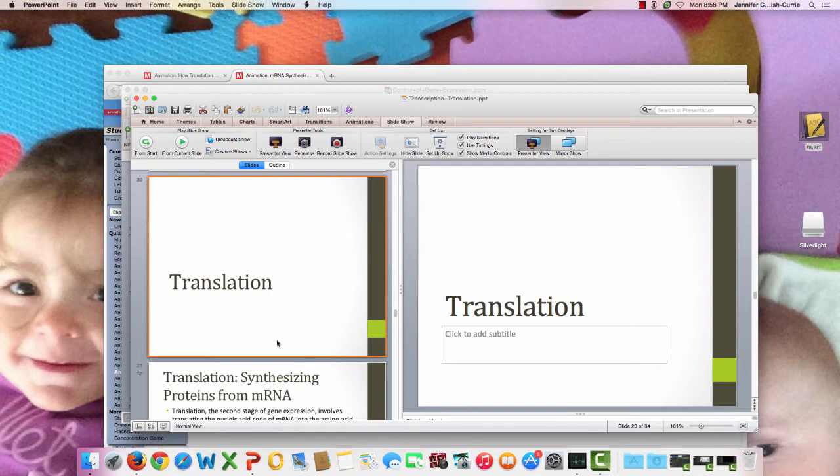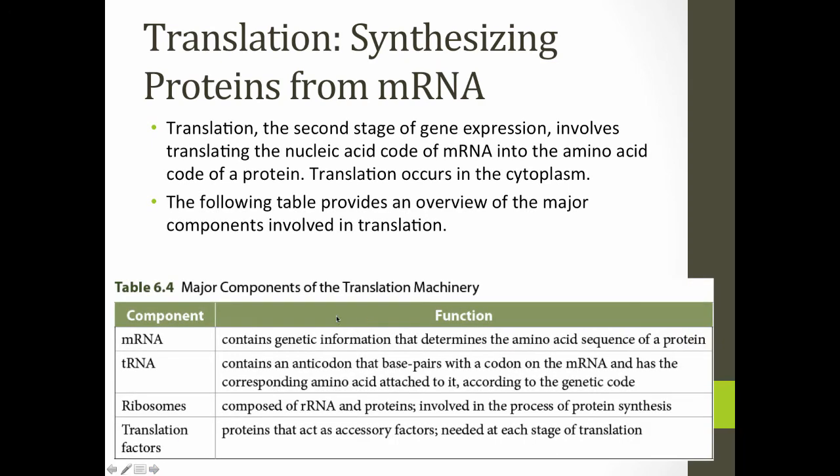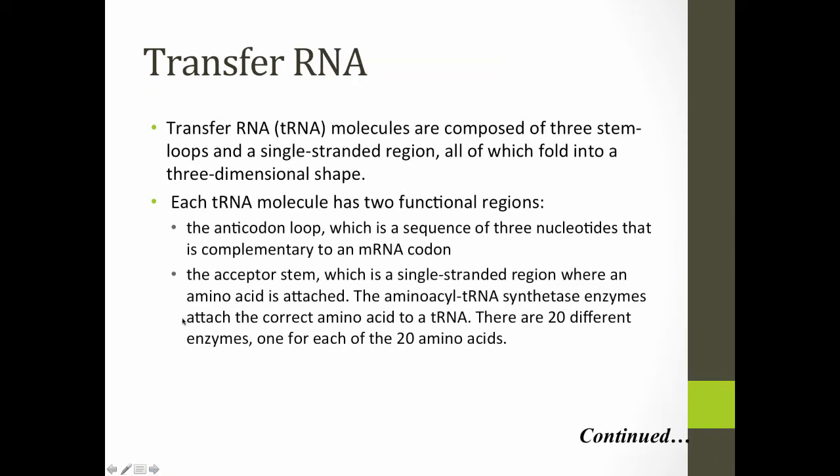Okay, so going back to translation, once we have our modified mRNA, translation can occur. For this to occur, you need your mRNA that you made in the last step, some tRNAs, which are small RNA molecules that have a 3D cloverleaf structure. We'll talk about those a little bit more in a second. You also need ribosomes and some things called translation factors, which we're not really going to talk too much about.